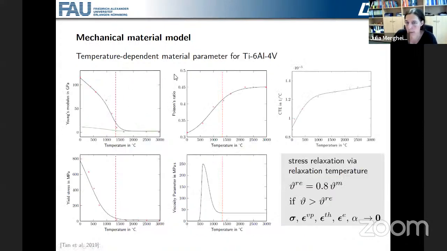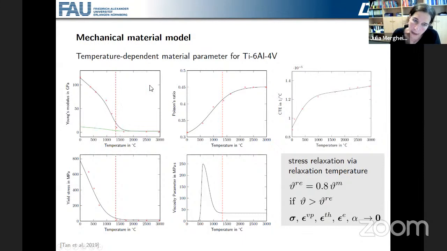As I said, all the material parameters that we use here are temperature dependent. For example, we have here material parameters for the titanium alloy. The red crosses are experimental values from literature. And we then introduce some smooth functions to make it a bit easier for the numerics. For the Young's modulus here, for example, we see in black the Young's modulus of the solid material, which decreases with temperature. In green, we see the Young's modulus of the powder, where we assume in the simulation that the powder behaves linear elastic, so with just a smaller stiffness than the solid material.